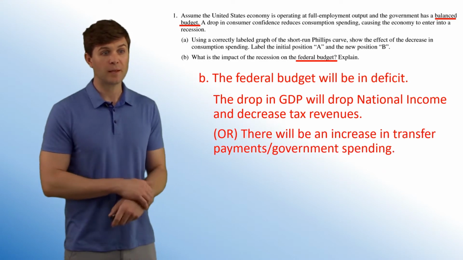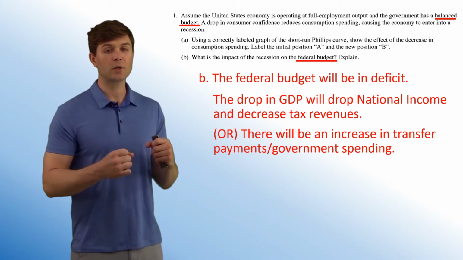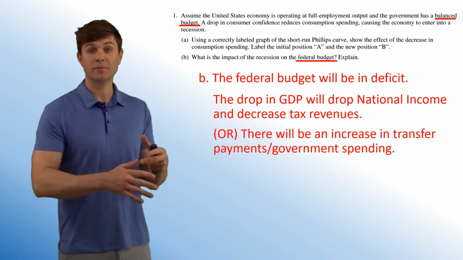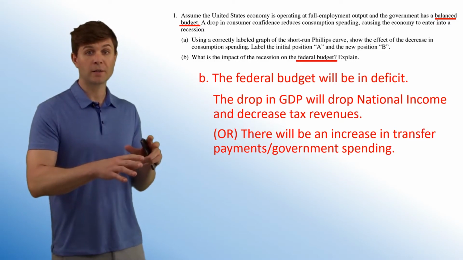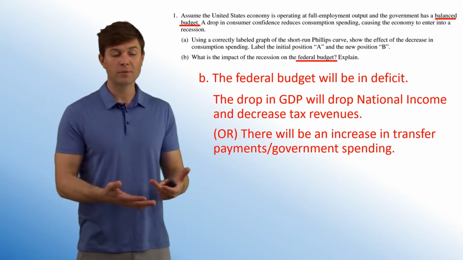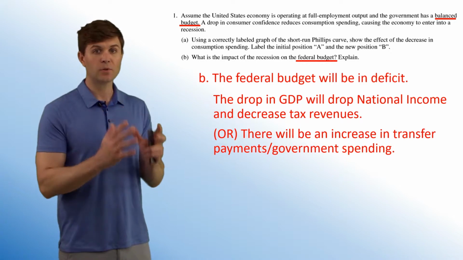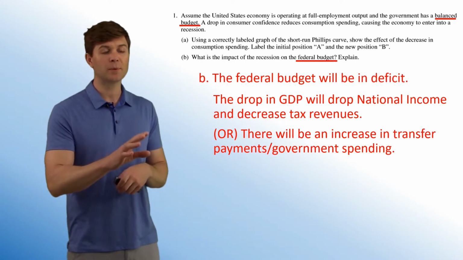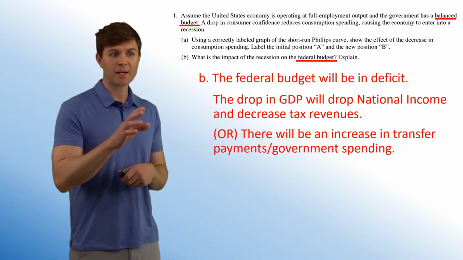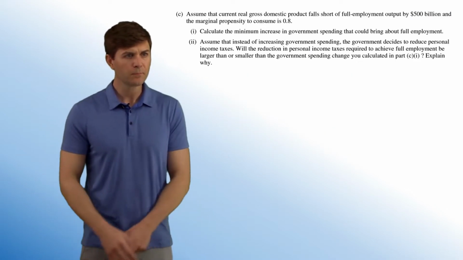You also could say that there's going to be an increase in transfer payments. You know, unemployment's all of a sudden going to go up. They're going to be paying out more, and because tax revenues are either going down or not changing, it means they're going to go into a deficit. Or simply in response to this recession, they're going to be spending more to get us out of it, and they're going to go into a deficit as well. Any way you explain this is fine, but I would say tax revenues or transfer payments probably the better options in this one.